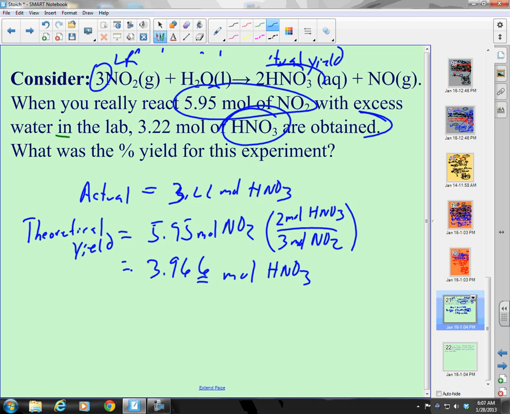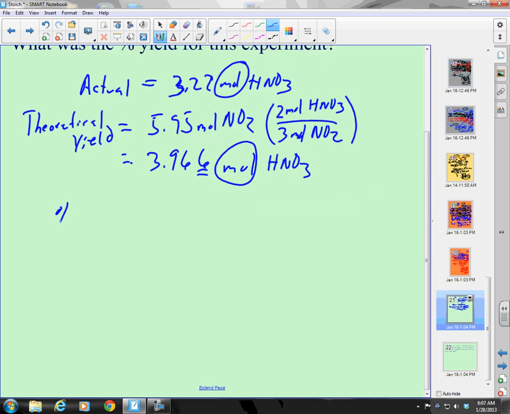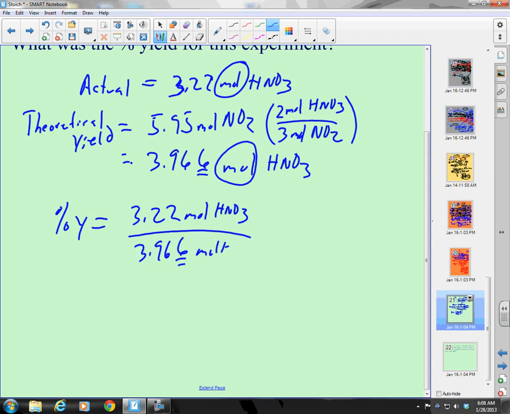What was my actual yield? 3.22 moles. Are they both in moles? That's moles and that's moles. It's important that everything's in the same units, right? So percentage yield is going to be equal to my actual 3.22 moles of HNO3 over my theoretical 3.966 moles of HNO3 times 100. And what do I get? 3.22 divided by 3.966 times 100, and I get 81.2, 81.2% when I round it to 3 sig figs. That's all there is to it.